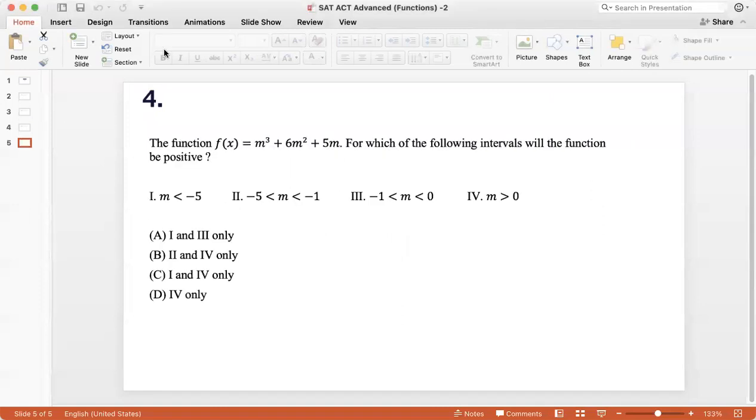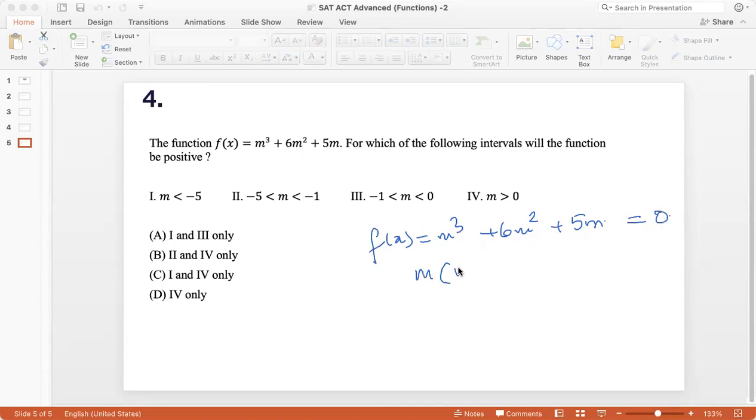Question 4. The function f(m) is equal to m³ + 6m² + 5m. For which of the following intervals will the function be positive? Okay, so let me first find the roots of this function. Let it be equal to 0. So m can be taken common: m(m² + 6m + 5).